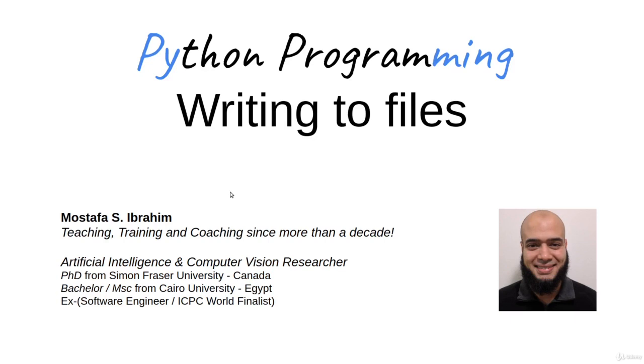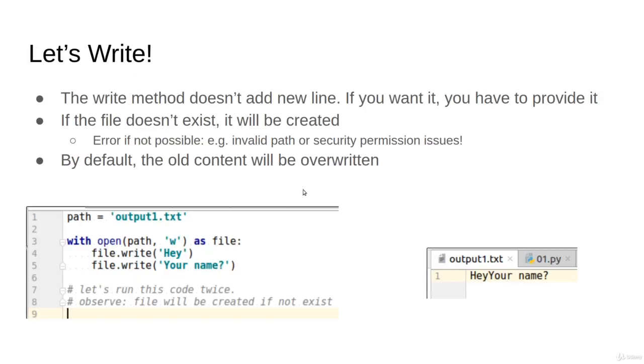Let's learn how to write to a file. To write to a file, you start with opening the file with the write mode. One of the common mistakes is to try to open the file with the read mode and then expect to write in a normal way.